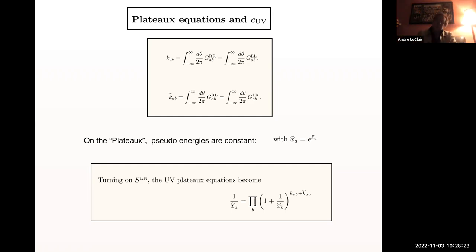It turns out that the values on the plateau are determined by these particular constants. And knowing the values on these plateaus gives you the ultraviolet central charge. In the massive case, this is very well known. In the massless case, much less, but only a few examples really.